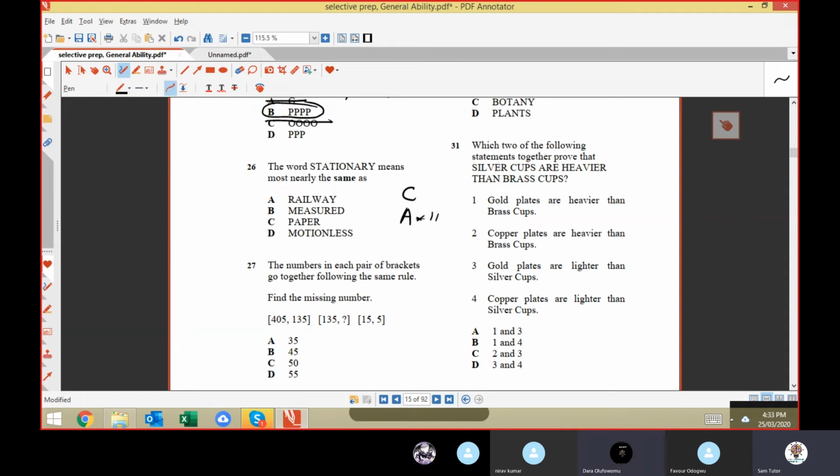Then let's do it together now. Anybody else getting it differently? No? I got 1 and 4. 1 and 4, B. All right, let's look.